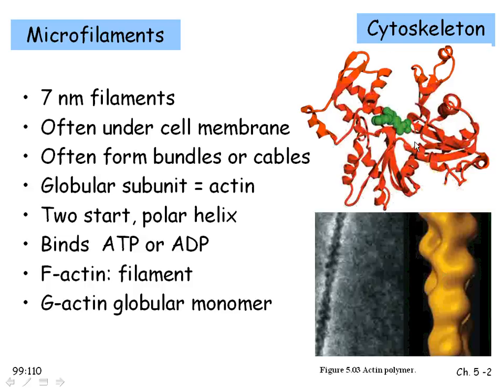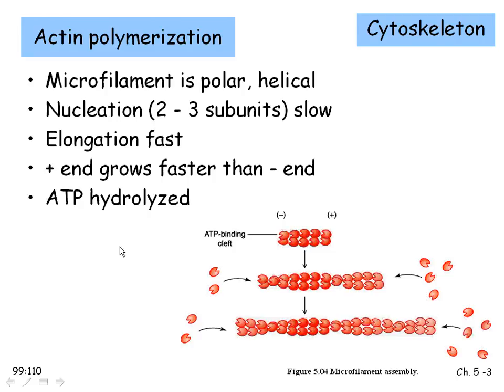The actin monomer can bind nucleotides, and what it binds specifically is either ATP or ADP. We're going to see that which it binds will make a difference to how it behaves, but it's one or the other of those two. We call it F-actin when it's in the filament, for filamentous actin, and we call this G-actin because it's the globular monomer. This is an electron micrograph of an actual microfilament, and this is a reconstruction of what the texture of that filament would look like.